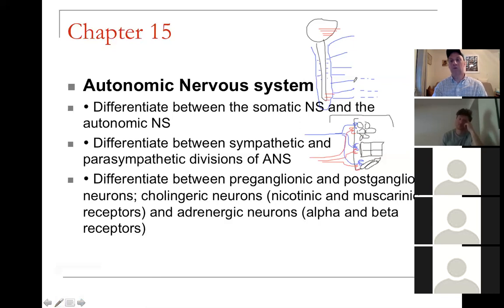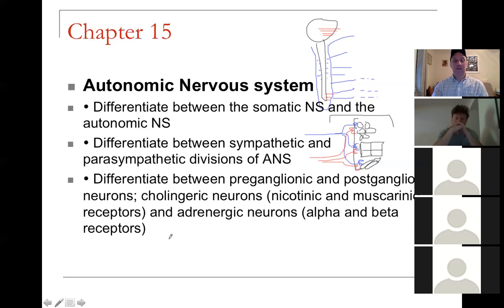So that every single one of those targets inside of your body, either glands, cardiac muscle tissue, or smooth muscle tissue, is dually innervated. Does that help so far? Yeah. Okay, cool.